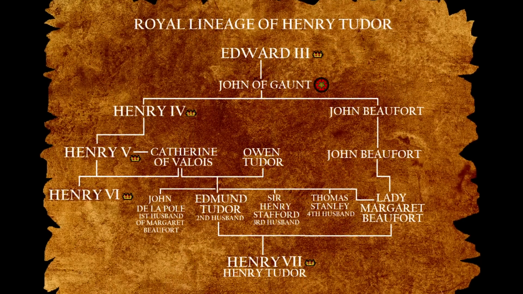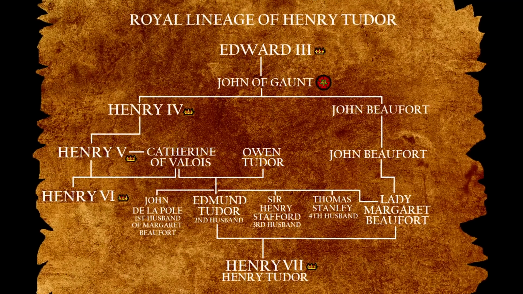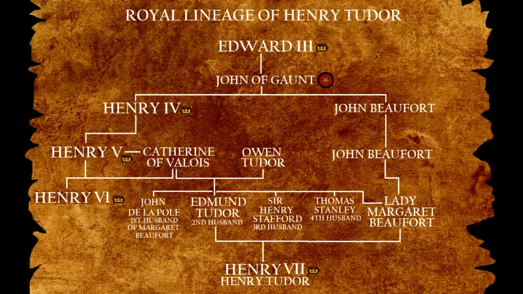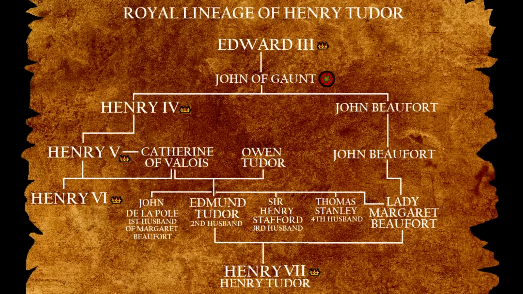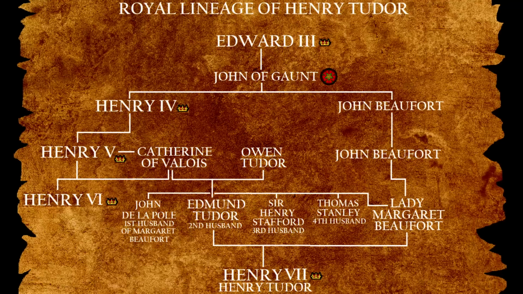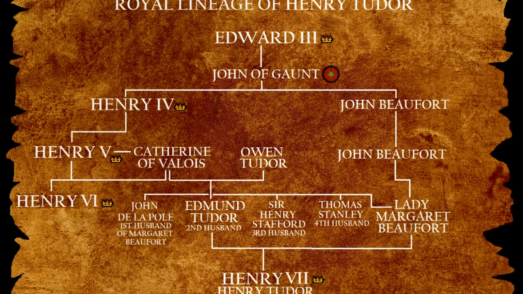Henry Tudor's claim to the English throne derived from his mother, Lady Margaret, who was the great-granddaughter of the third son of Edward III, John of Gaunt, Duke of Lancaster, who had fathered 4 illegitimate children with his mistress and later wife, Catherine Swynford, one of whom was Margaret's grandfather, John Beaufort.